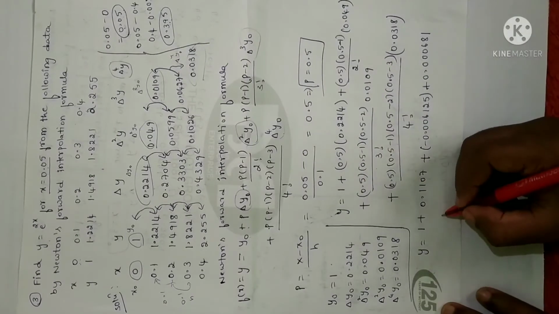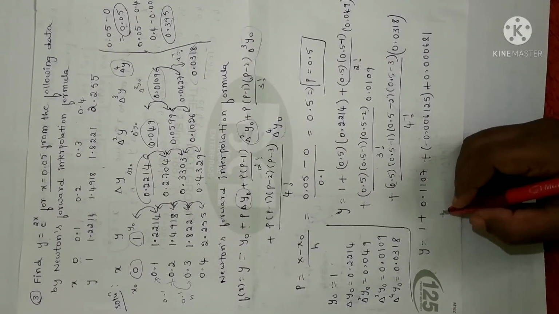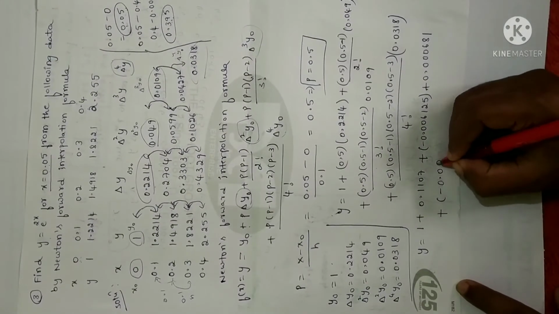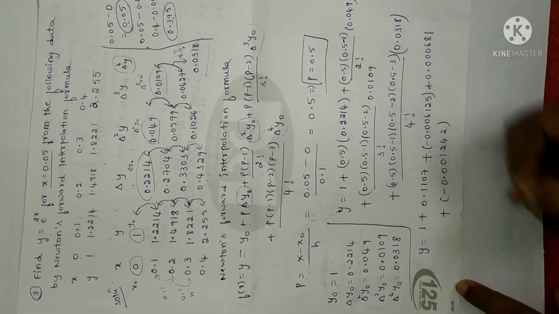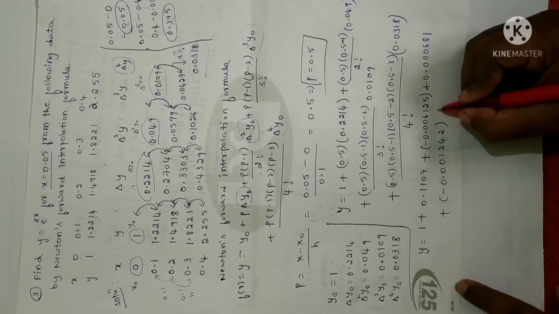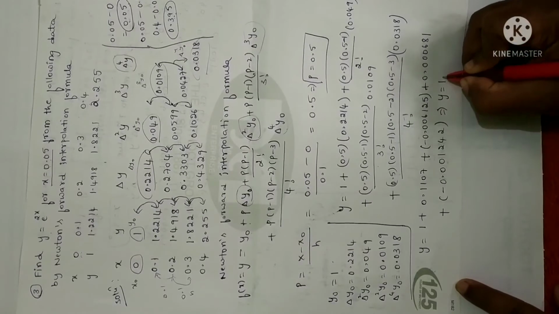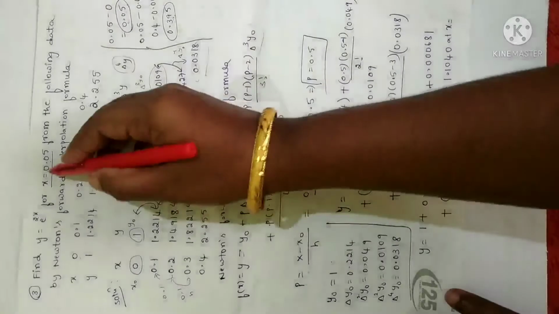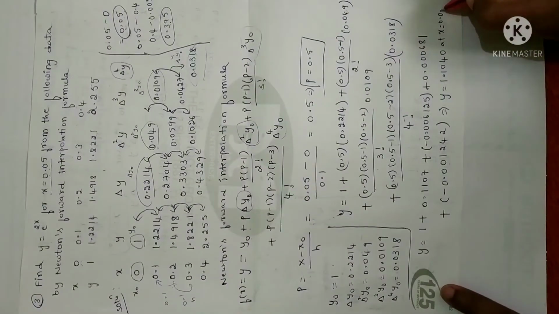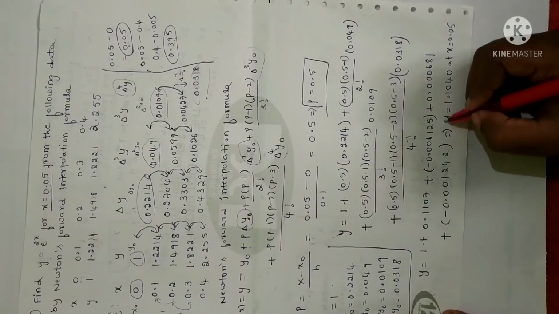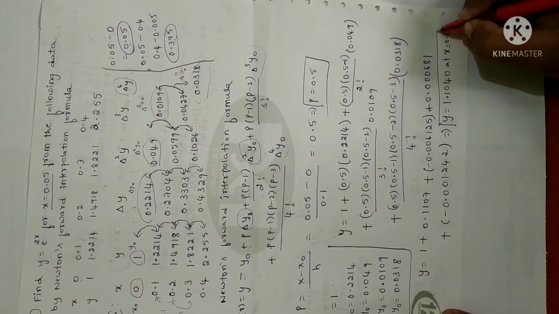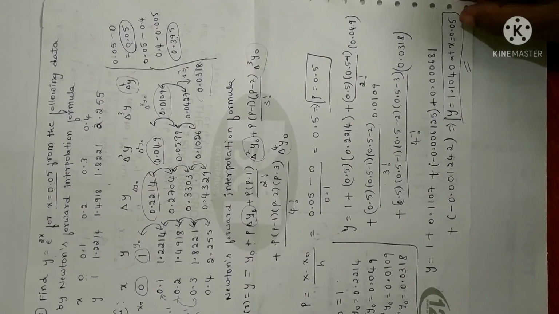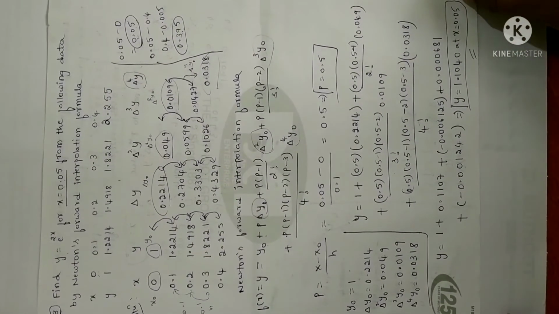Now let me simplify the fourth term as usual. Just now I have shown, so you just follow the same procedure. If you simplify this term, you will get minus 0.001242. Fine. So after simplification you will get y as 1.1040 at x is equal to, what is the value of x? 0.05. Therefore the required value of y is 1.1040 at x is equal to 0.05. Fine. So this is the required solution.